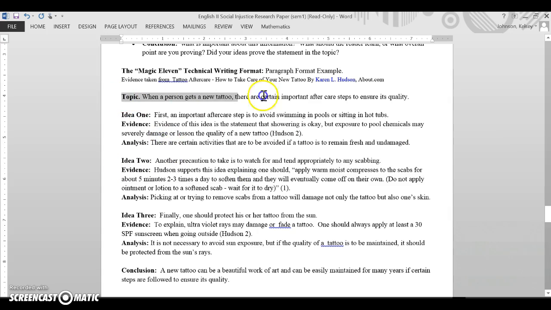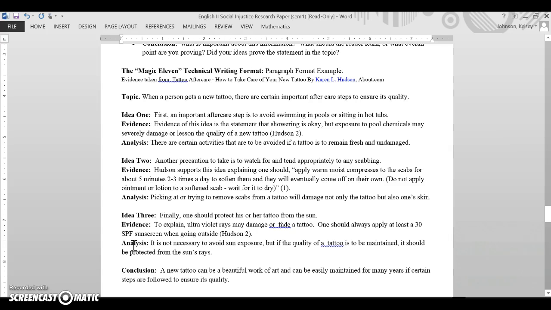subpoint. So this is a topic sentence that I would have for my first paragraph. When a person gets a new tattoo, there are certain important aftercare steps to ensure its quality. And then I would have my subpoint, my evidence, and my analysis. And then I would have my second subpoint, my evidence, and my analysis. And then my third subpoint, evidence and analysis.